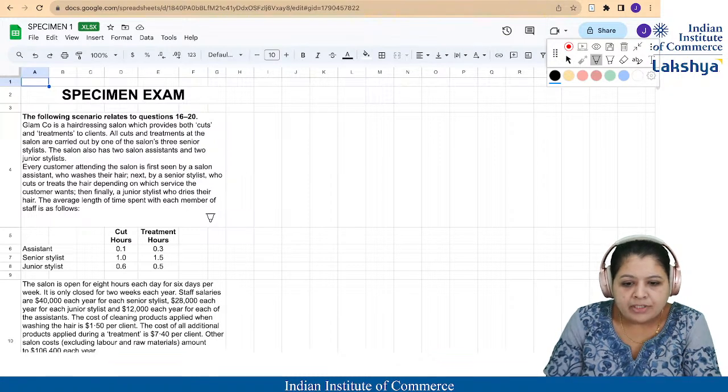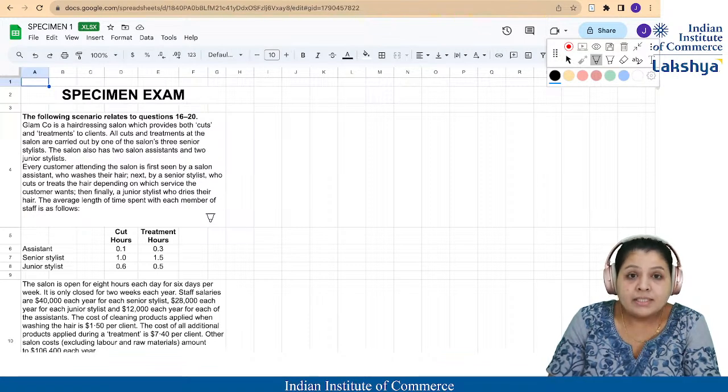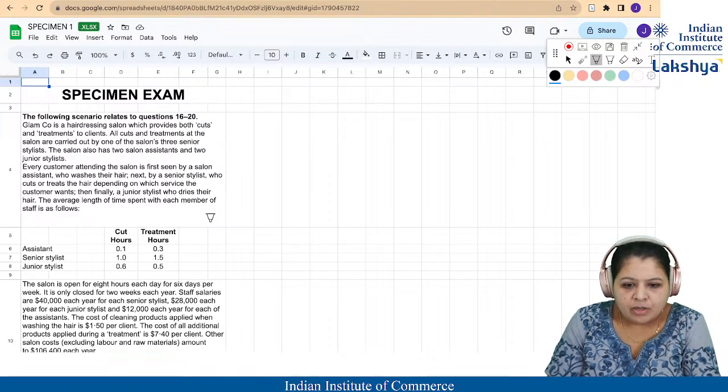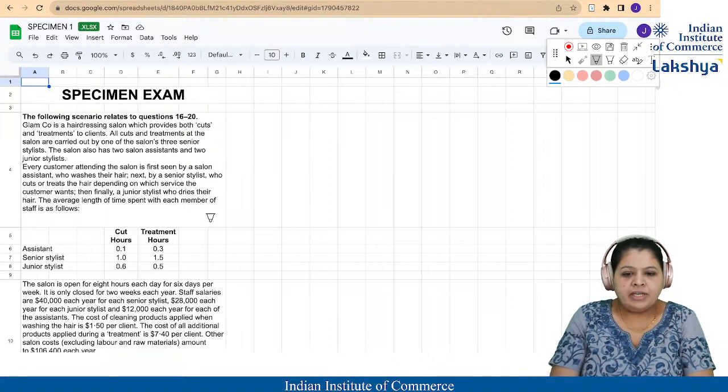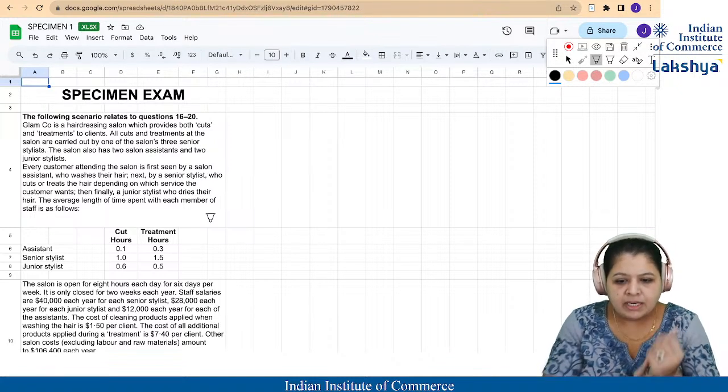Glam Company is a hairdressing salon which provides both cuts and treatments to clients. All cuts and treatments at the salon are carried out by one of the salon's three senior stylists. The salon also has two salon assistants and two junior stylists. Every customer attending the salon is first seen by a salon assistant who washes her hair, next by a senior stylist who cuts or treats their hair depending on which service the customer wants, and then finally a junior stylist who dries their hair. The average length of time spent with each member of the staff is as follows.